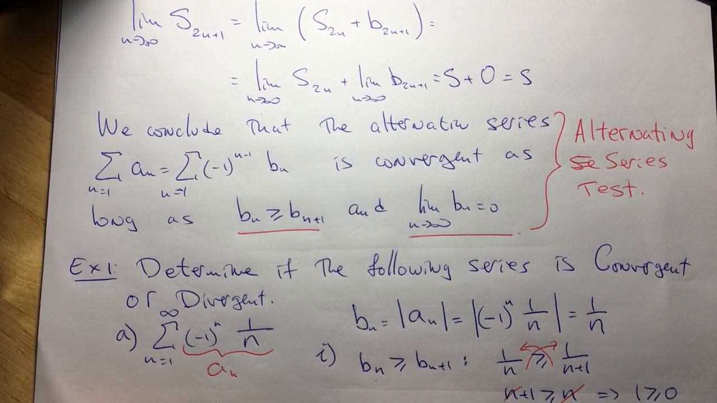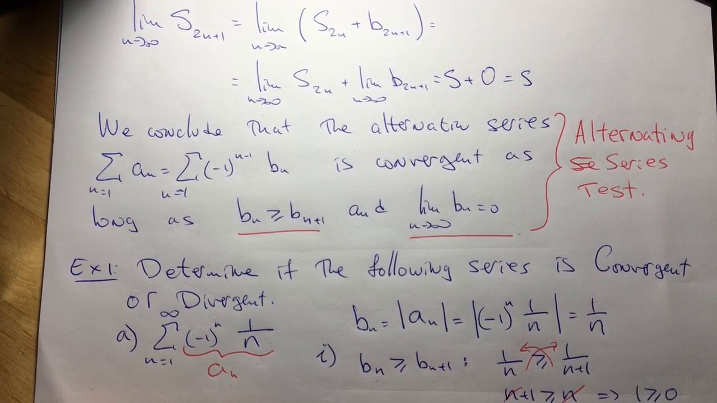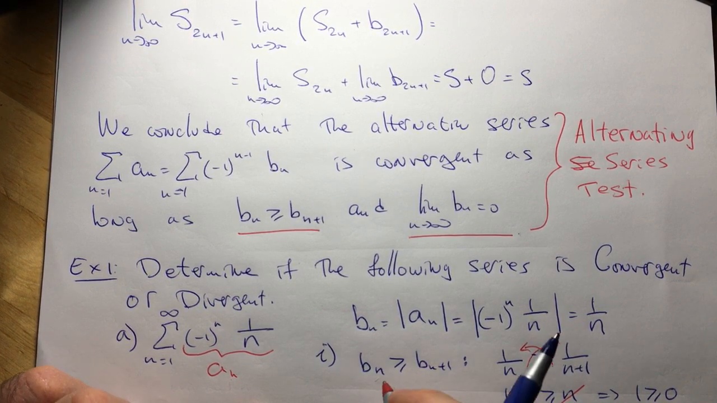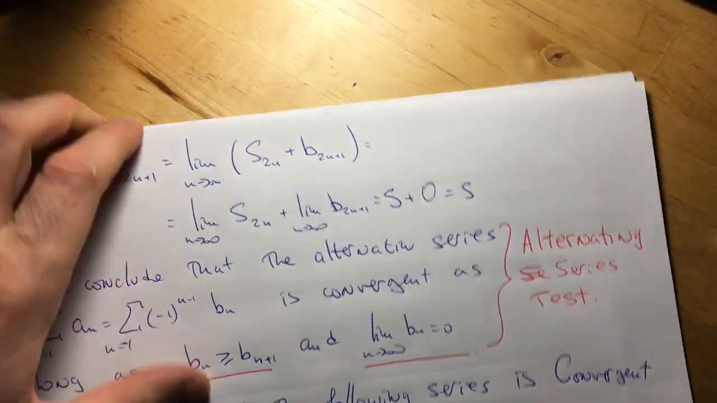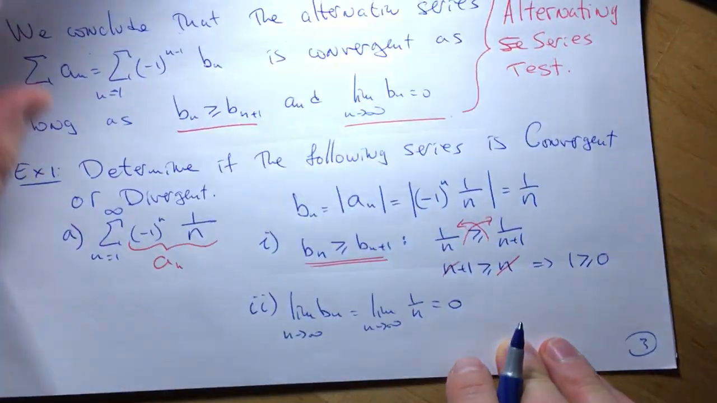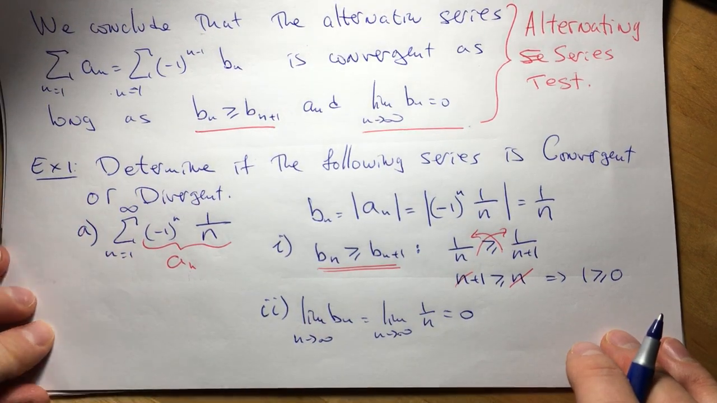And 2, the limit of Bn. So what have we shown? We have shown that Bn is decreasing. The limit of Bn as n goes to infinity is equal to the limit of 1 over n as n goes to infinity, which is equal to 0. So we have shown the two conditions of the alternating series test.